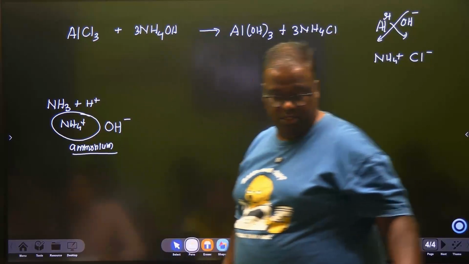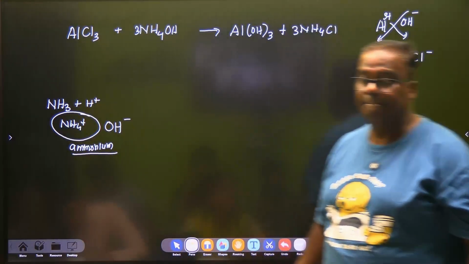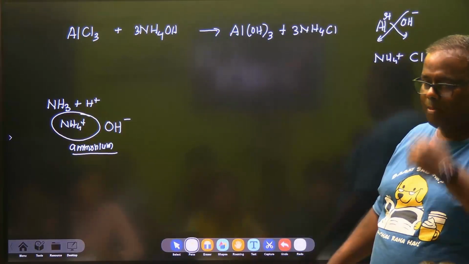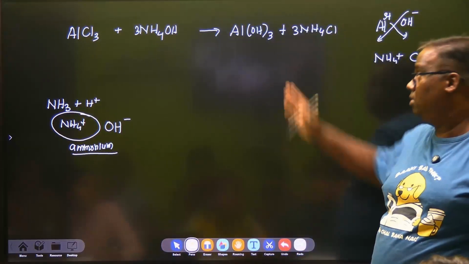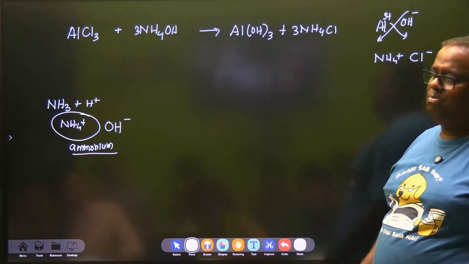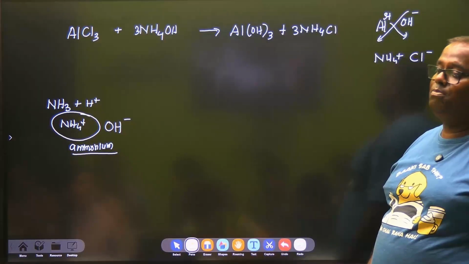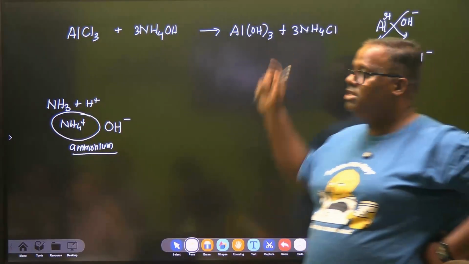Aluminium hydroxide is used as a base. NH4Cl will readily dissolve. Aluminium hydroxide, yes, it is a base. I didn't say that this is an alkali. Alkalis are bases which dissolve. Aluminium hydroxide is present in Digene.